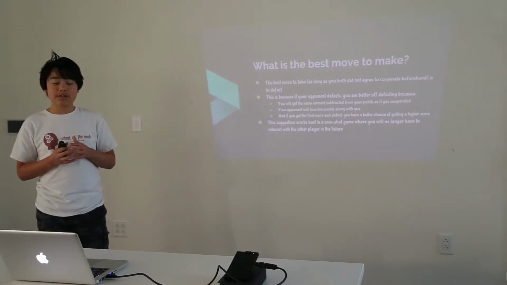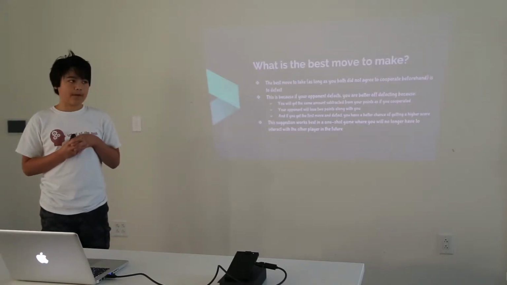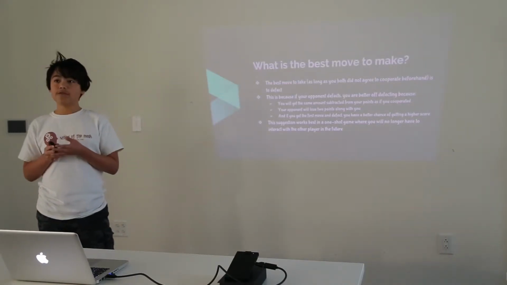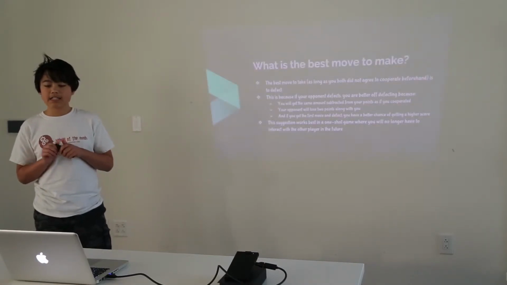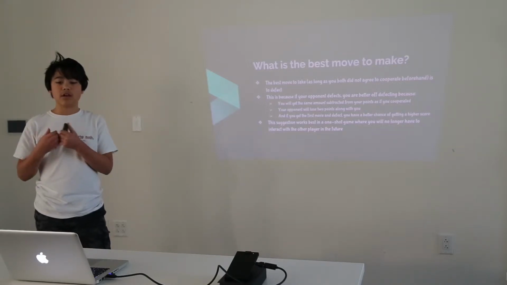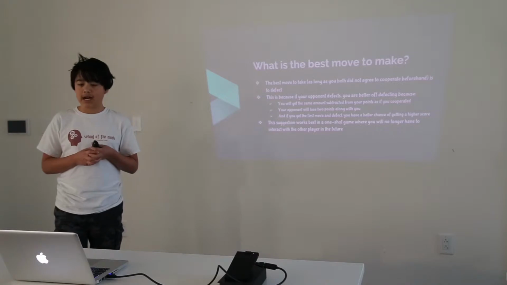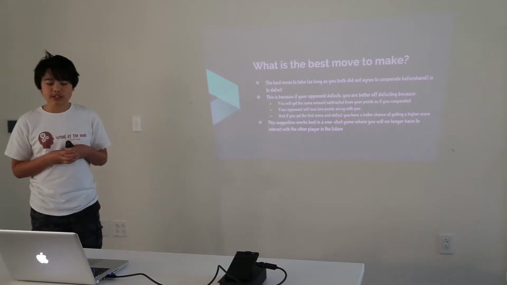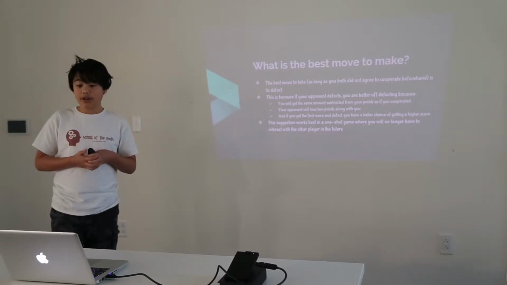So what is the best move to make? The best move to make, as long as you did not both agree to cooperate beforehand, is to defect. This is for a couple of reasons. You get the same amount subtracted from your points as if you cooperated if your opponent defects. Your opponent loses 2 points along with you, and if you get the first move in defect, you have a better chance of getting a higher score. This suggestion works in a one-shot game where you no longer have to interact with your other player in the future.